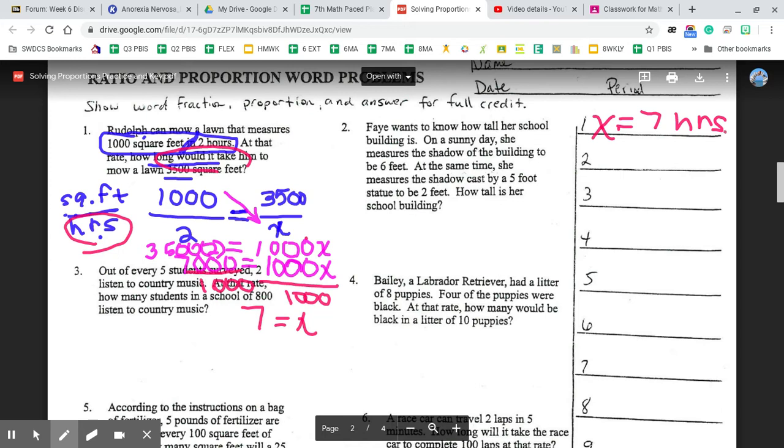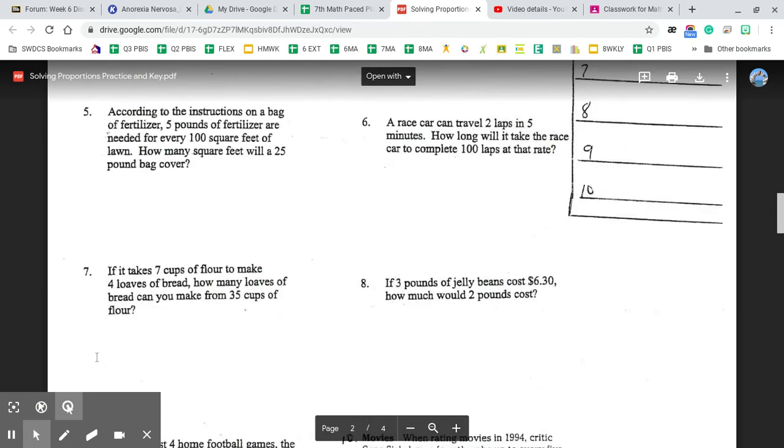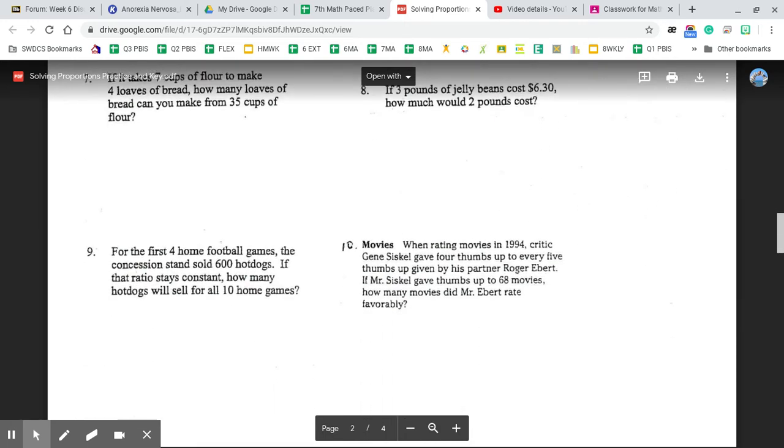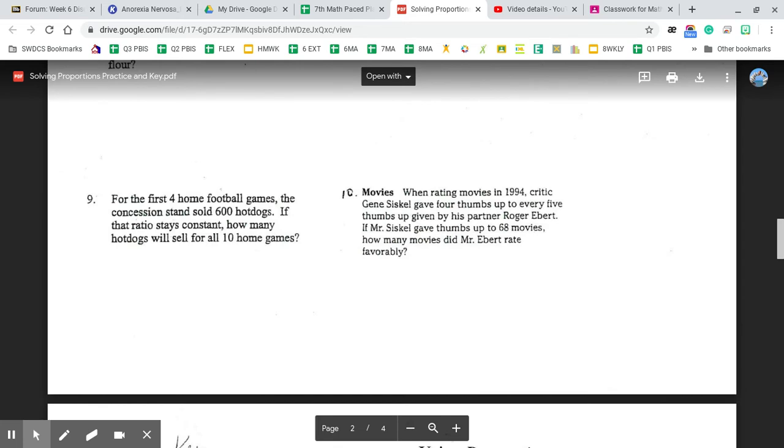Let's do number... how about number 9? I'm going to bump all the way down to number 9. For the first 4 home games, the concession stand sold 600 hot dogs. If that ratio stays constant, how many hot dogs will sell for all 10 home games?